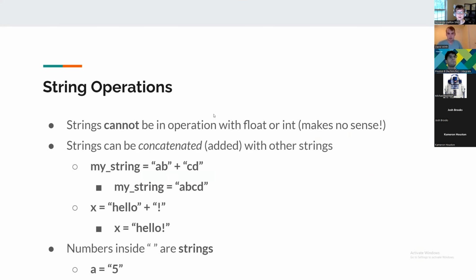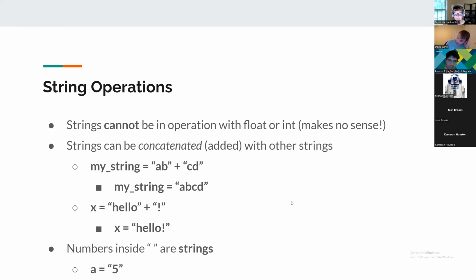Strings, you cannot put them in an operation with floats or ints. That just really doesn't make any sense. How do you say 1 plus s? That doesn't make sense. But strings can be concatenated with other strings. So if I have a variable called myString and it's AB plus CD, then myString is equal to ABCD. The same if I have something in quotes like a punctuation mark, still a string: you can say hello plus exclamation mark, and this will make hello exclamation mark.